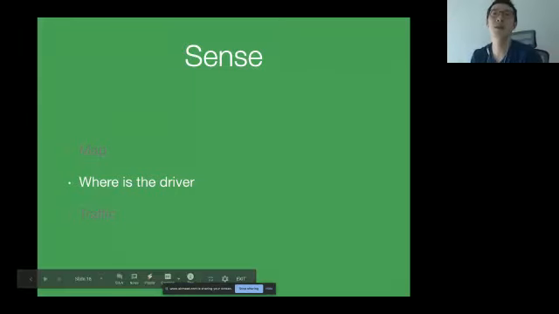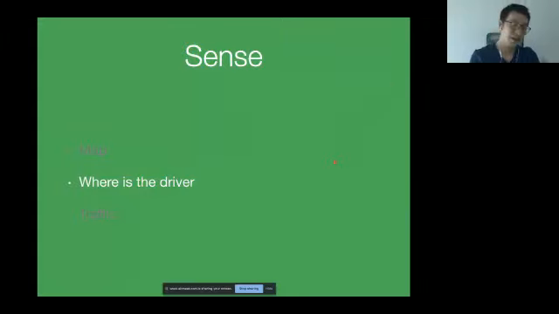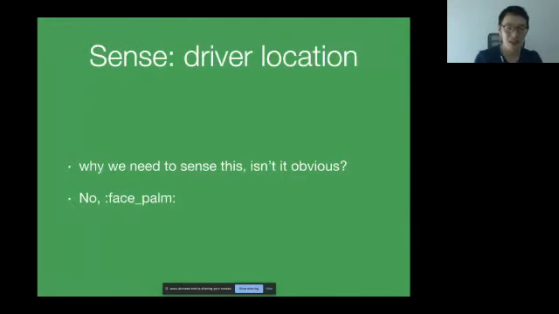Looks like we are fine. So after we enhance our map data, the second thing we need to understand is where the driver is, right? If we don't know where the driver is, we cannot tell how long it takes for the driver to approach you. You might ask why we need to do that. Isn't that very obvious?